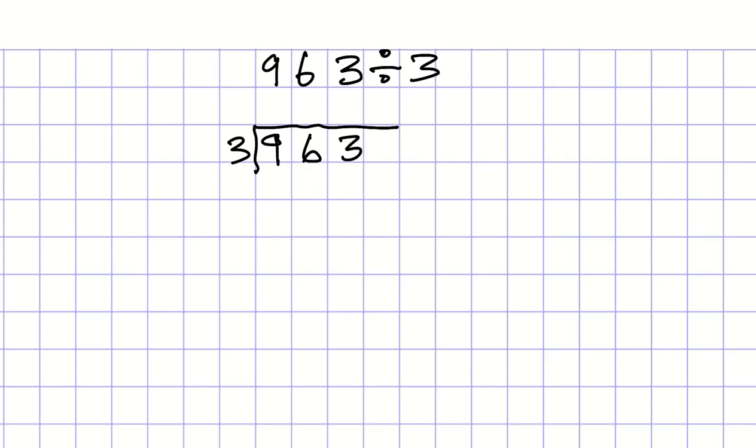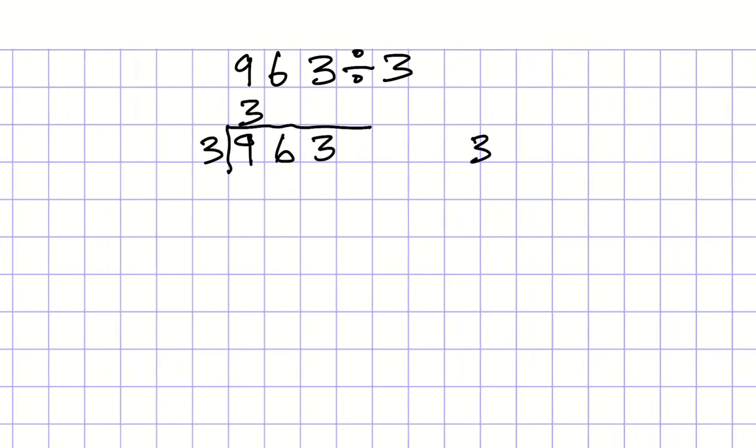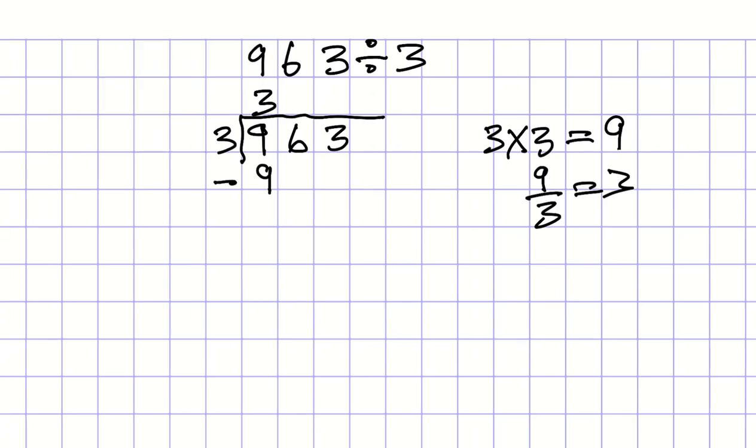Now, 9 divided by 3, of course. If you divide 9 by 3, you get 3, because 3 times 3 is equal to 9. So 9 divided by 3 is equal to 3. So we'll put 3 there, and then we say 3 times 9 is 9. We'll put the subtraction sign there, and then we'll draw the horizontal line there, and then we'll subtract.